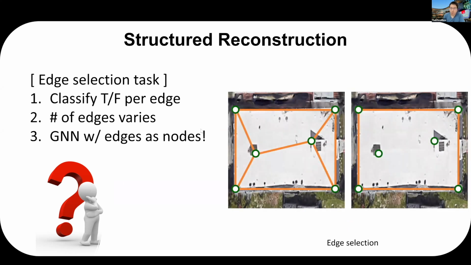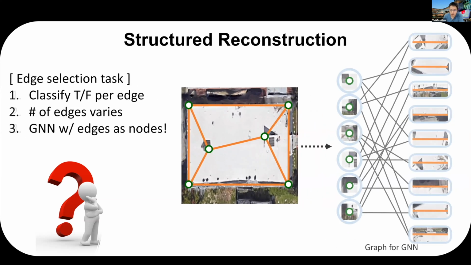And I use a bit simpler building example to illustrate how this procedure may be like. So I take this building, say 6 corner candidates, and then 9 edge candidates. But this is a real answer. So we want to say these 4 edges are true. The other edges are false, which I want to do.